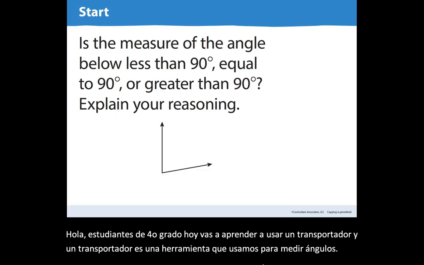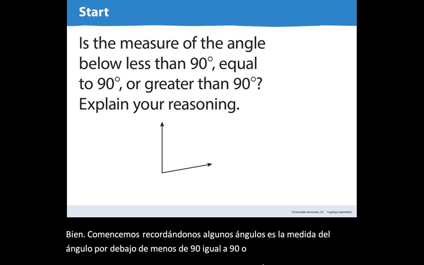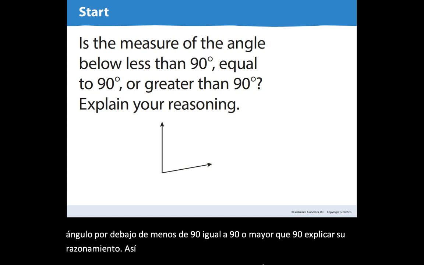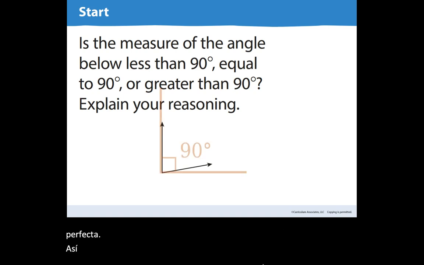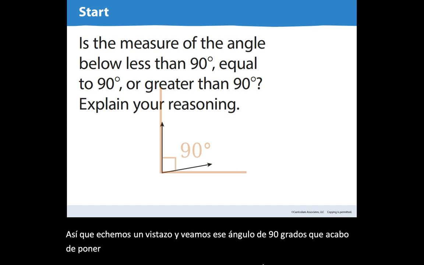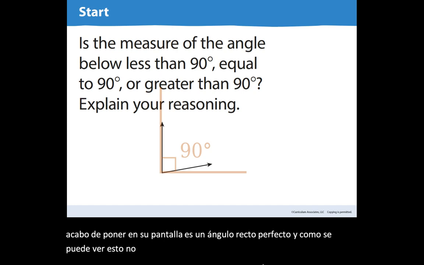All right, let's start by reminding ourselves about some angles. Is the measure of the angle below less than 90, equal to 90, or greater than 90? Explain your reasoning. So I want you to think about a 90-degree angle. A 90-degree angle we call a right angle and has a perfect corner. So let's take a look and see that the 90-degree angle that I just put on your screen is a perfect right angle. And as you can see, this is not a right angle because it is not fully 90 degrees. It is less than.